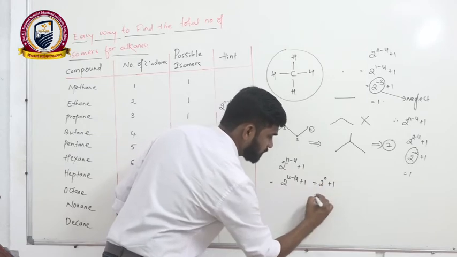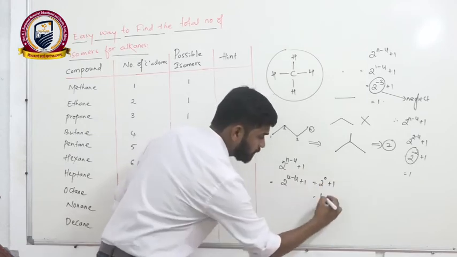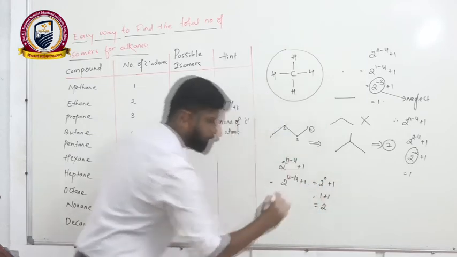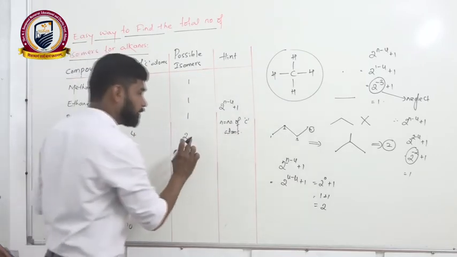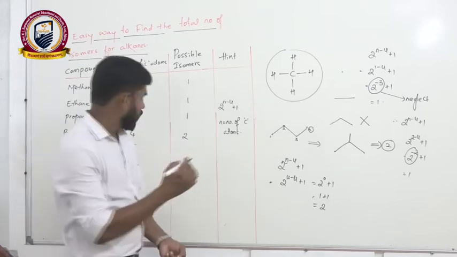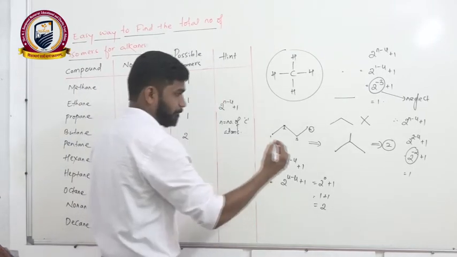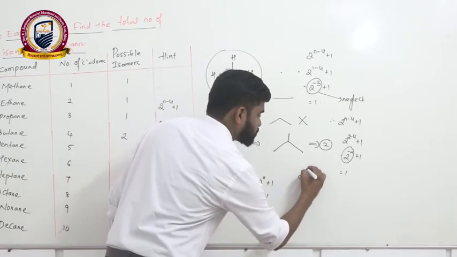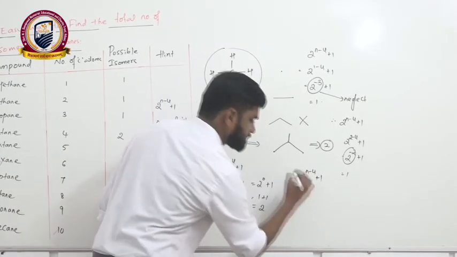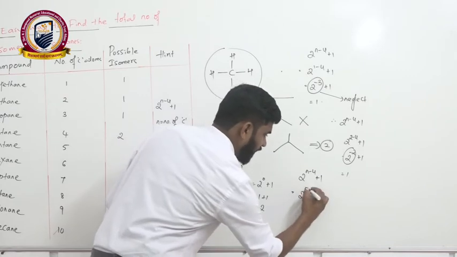2 raised to 0 plus 1. Anything raised to 0 is 1. 1 plus 1, which is equal to 2. So therefore, the total possible isomers for butane will be 2. Okay. So go for pentane. Pentane has how many carbon atoms total? 5.